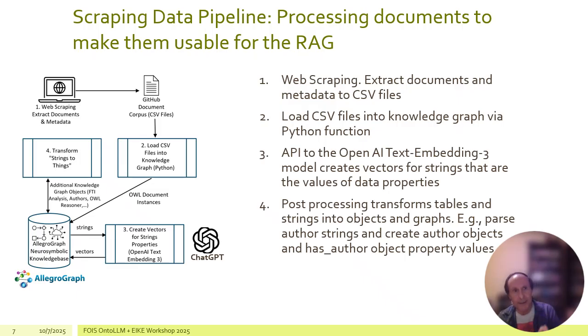So this diagram shows the data pipeline for processing documents and putting them into the corpus for the RAG. So step one is to do web scraping. So again, using Beautiful Soup, we extract documents and metadata, and we put those into a CSV file. So each row in the CSV file is going to represent a new instance of the document class, and each column in the CSV file is going to represent a data property. And then we take that CSV file and we load it into the knowledge graph via one Python function.